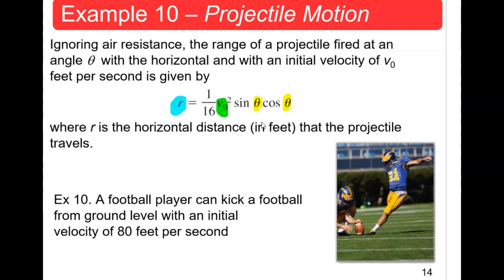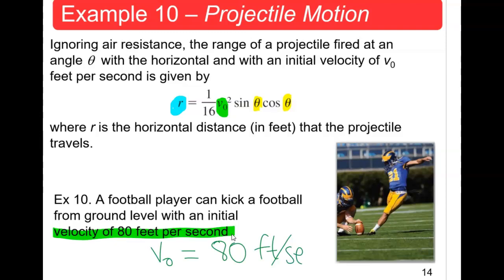Okay, so on the example that we're going to solve, it says a football player can kick a football from ground level with an initial velocity of 80 feet per second. So right here, that is given to us, initial velocity. We will say that v sub 0 is equal to 80 feet per second. And also, let's just make this clear: R is the horizontal distance, and theta is the angle with the horizontal.